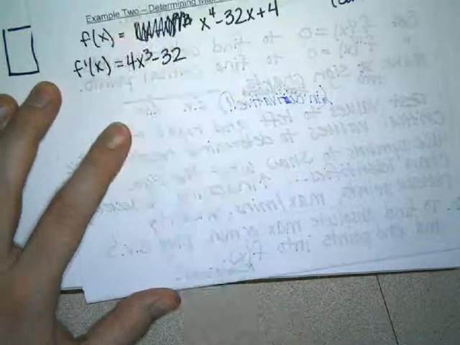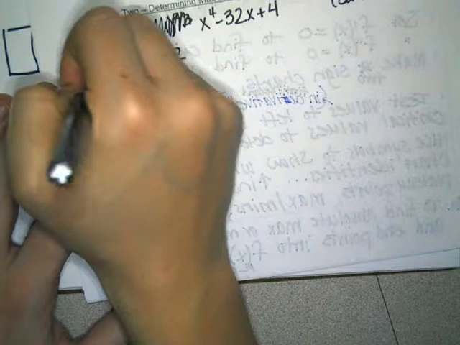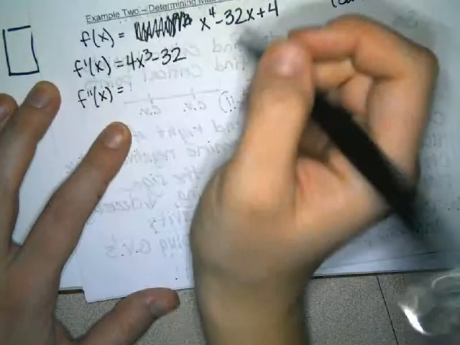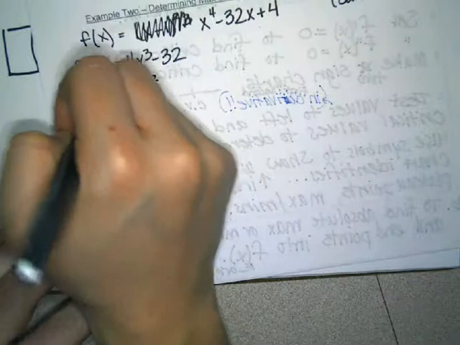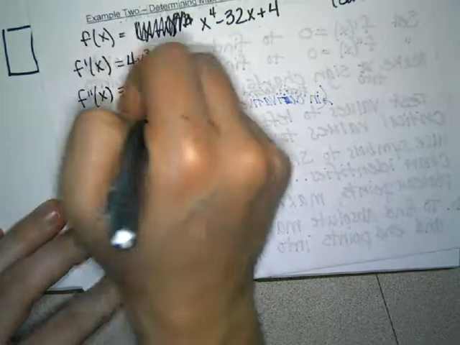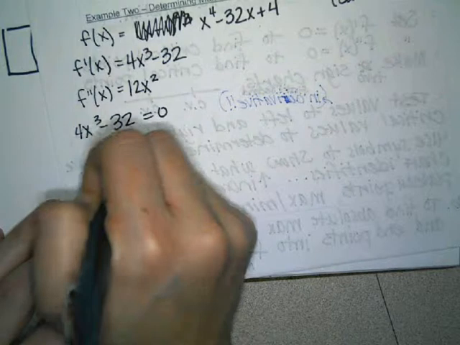Okay, let's look at this. Same directions. So we're going to take the first derivative. First derivative is 4x cubed minus 32. Second derivative gives me 12x squared. Then we're going to take the first derivative, set it equal to 0. Second derivative, set it equal to 0.